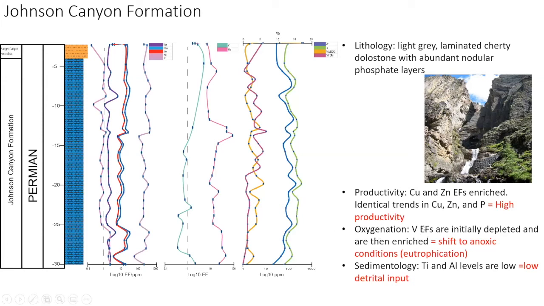For oxygenation, depleted enrichment factors that then become enriched show that there's a shift to anoxic conditions, which is most likely from eutrophication. And with sedimentology, low levels of titanium and aluminum essentially just equate to low detrital input during the deposition of the Johnson Canyon formation.